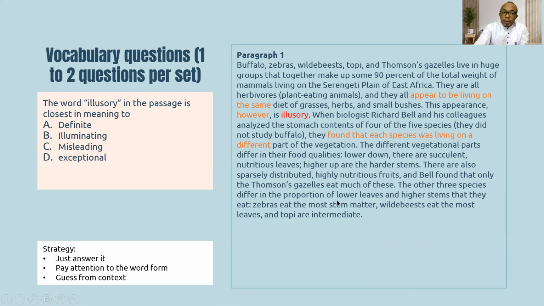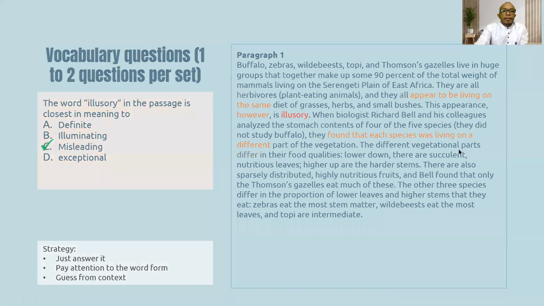Okay, sorry, I was mistaken. It was not exceptional, but misleading. All right, so there's a contrast here. It seems like so, but then it's not so. So it's misleading. Okay, so that's a vocabulary question.